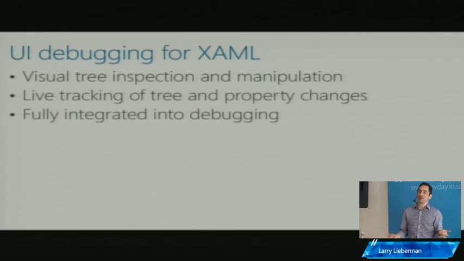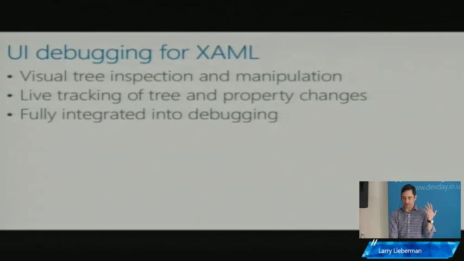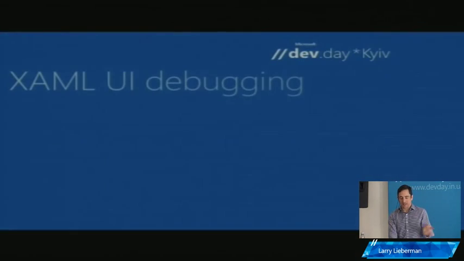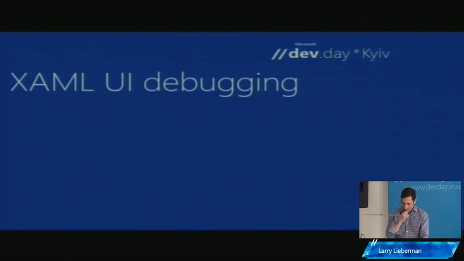And then there's the other problem that in many large organizations building XAML applications, you may have XAML files being contributed by multiple different sources. So as a developer, you may not even know why something does not look right when I'm running it. So this is the problem that we set out to solve. And so what we've added in Visual Studio 2015 is a visual tree inspection and manipulation with live tracking of the tree and property changes, and it's fully integrated into the debugging experience. So I'm going to take a little time to go through what that looks like here in Visual Studio.